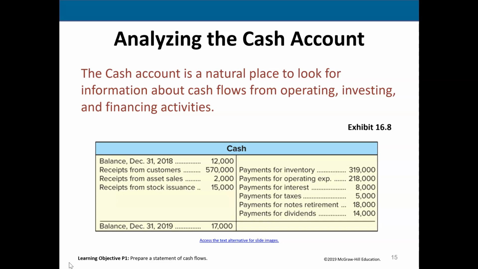Then on the credit side, these are all the outflows that happen to cash for the month. We have payments for inventory, payments for operating expenses, payments for interest, payments for taxes, payments for notes retired, and then also payments for dividends.